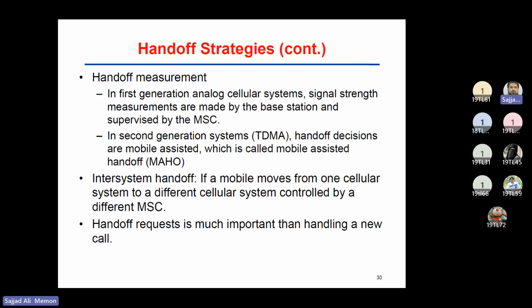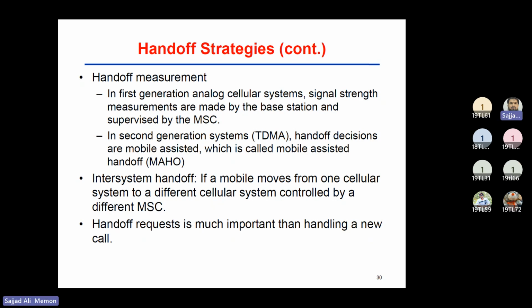In the first generation analog cellular system, signal strength measurements are made by the base station and supervised by the MSC. And in second generation TDMA systems, handoff decisions are mobile assisted, which is called mobile assisted handoff. So in 2G, GSM, which is TDMA based, handoff decisions are initiated or assisted by the mobile itself. So we call them MAHO, that is mobile assisted handoff.